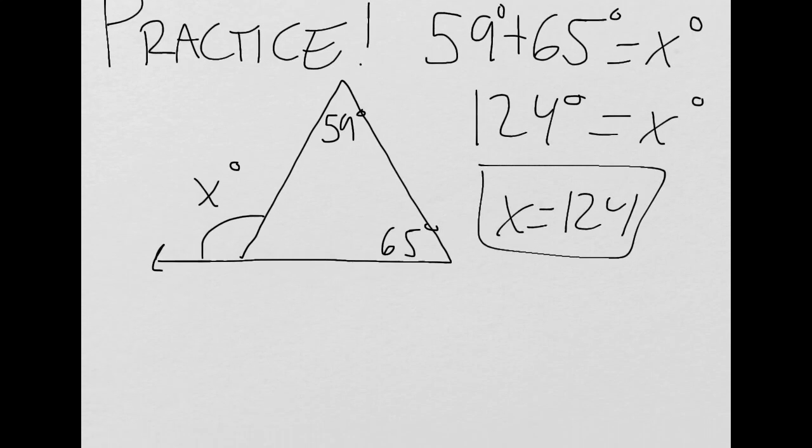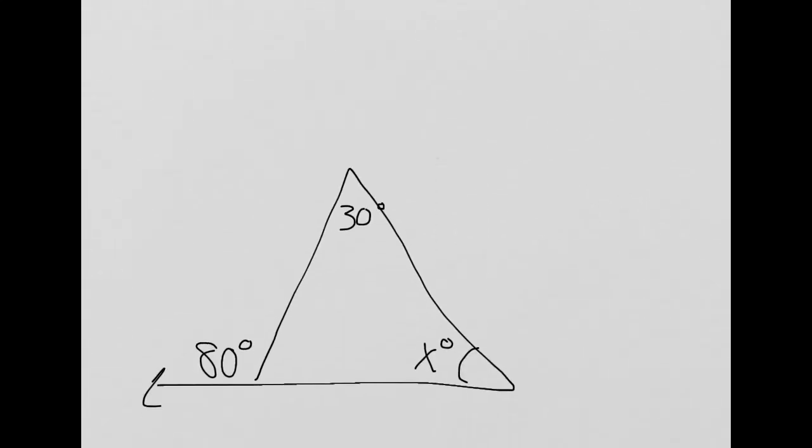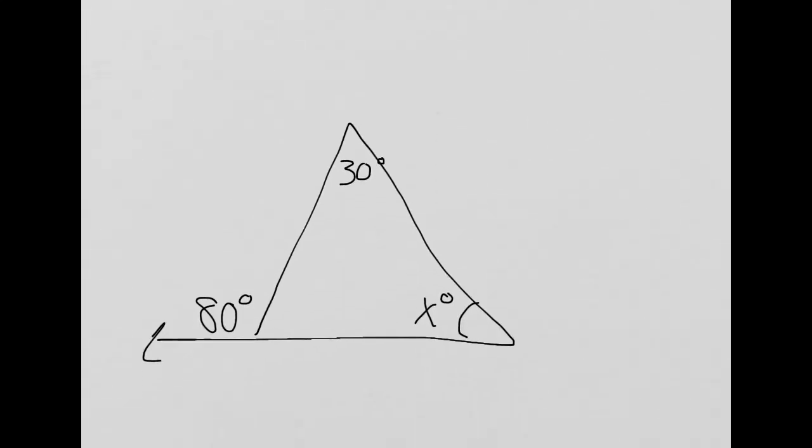Let's try another one. This one's a little bit different. So on this one, I'm giving you that we have exterior angle of measure 80 degrees. We have remote interior angles of measure 30 degrees and of x degrees. So your job here is to find x for me. So go ahead and pause the video and see if you can find x.